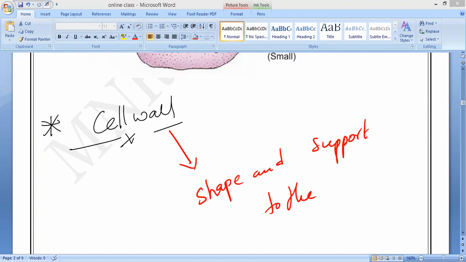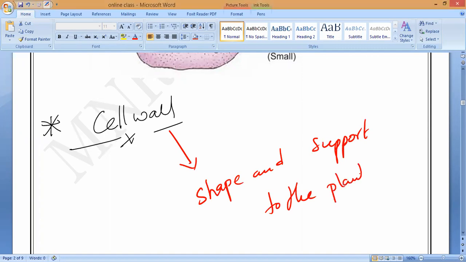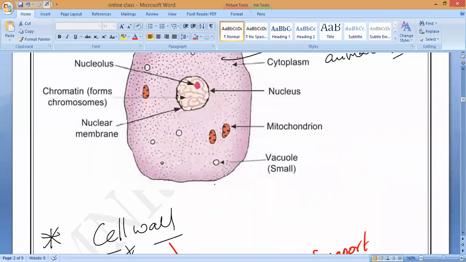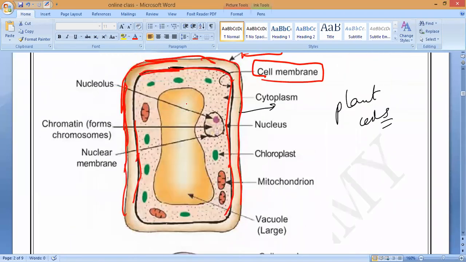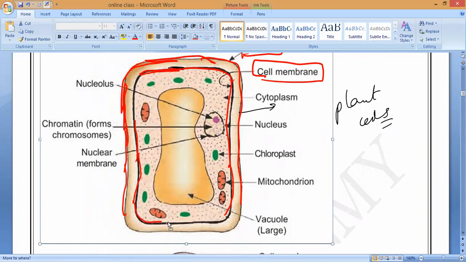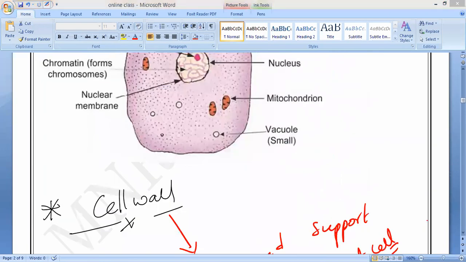Support to which cell? Plant cell or animal cell? Support to the plant cell. So the animal cell does not contain this. That is what you have to remember. Only plant cells contain a thick wall, which is present outside the cell membrane. That is what we should call the cell wall. All of you please remember.